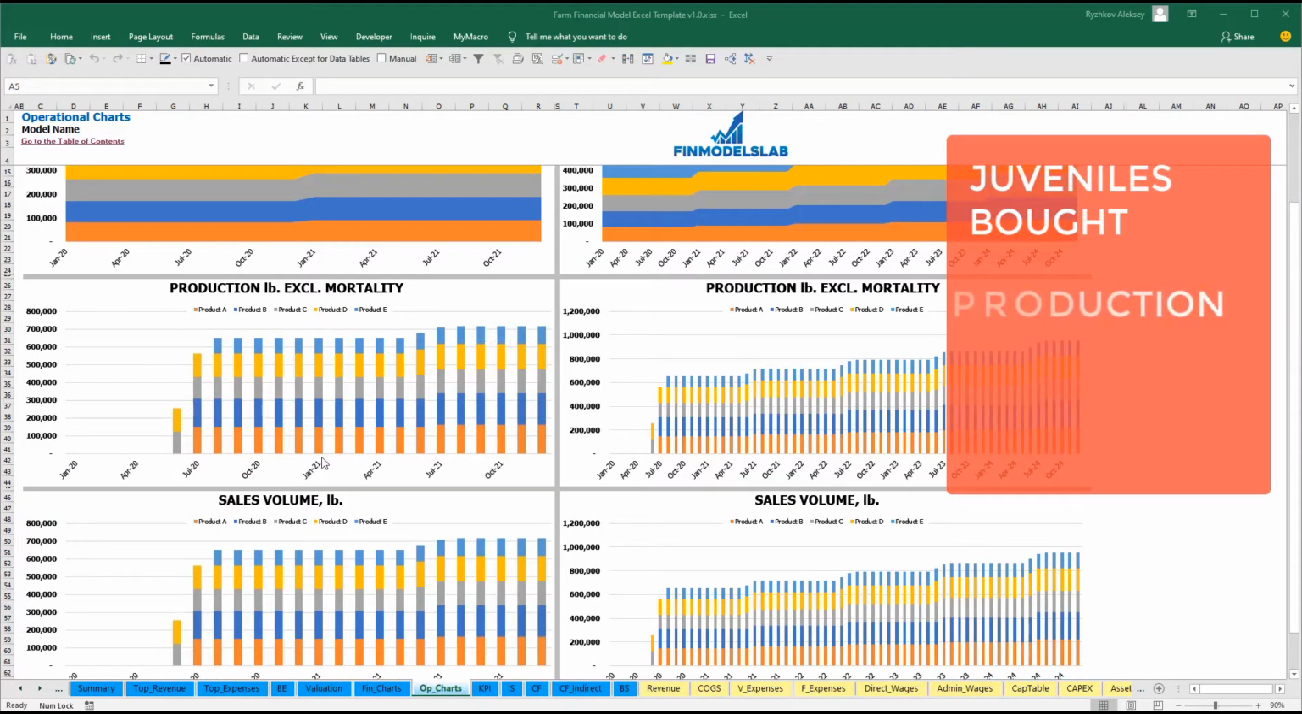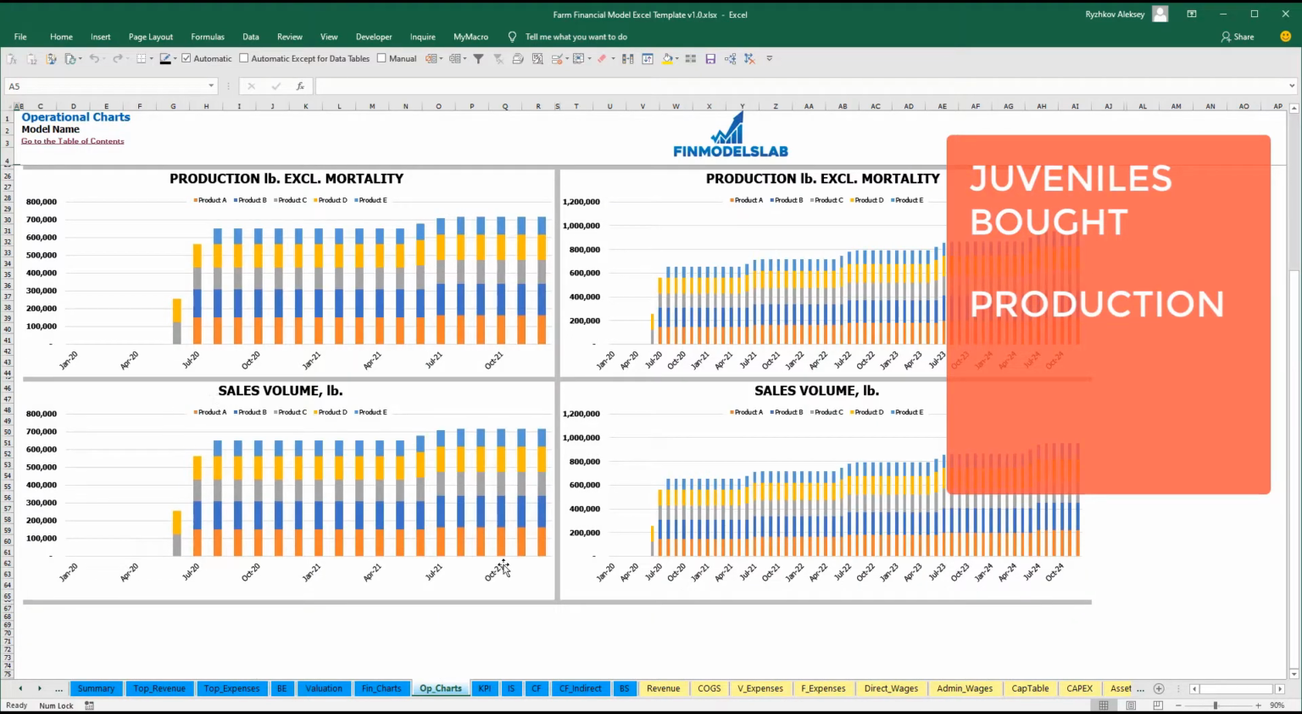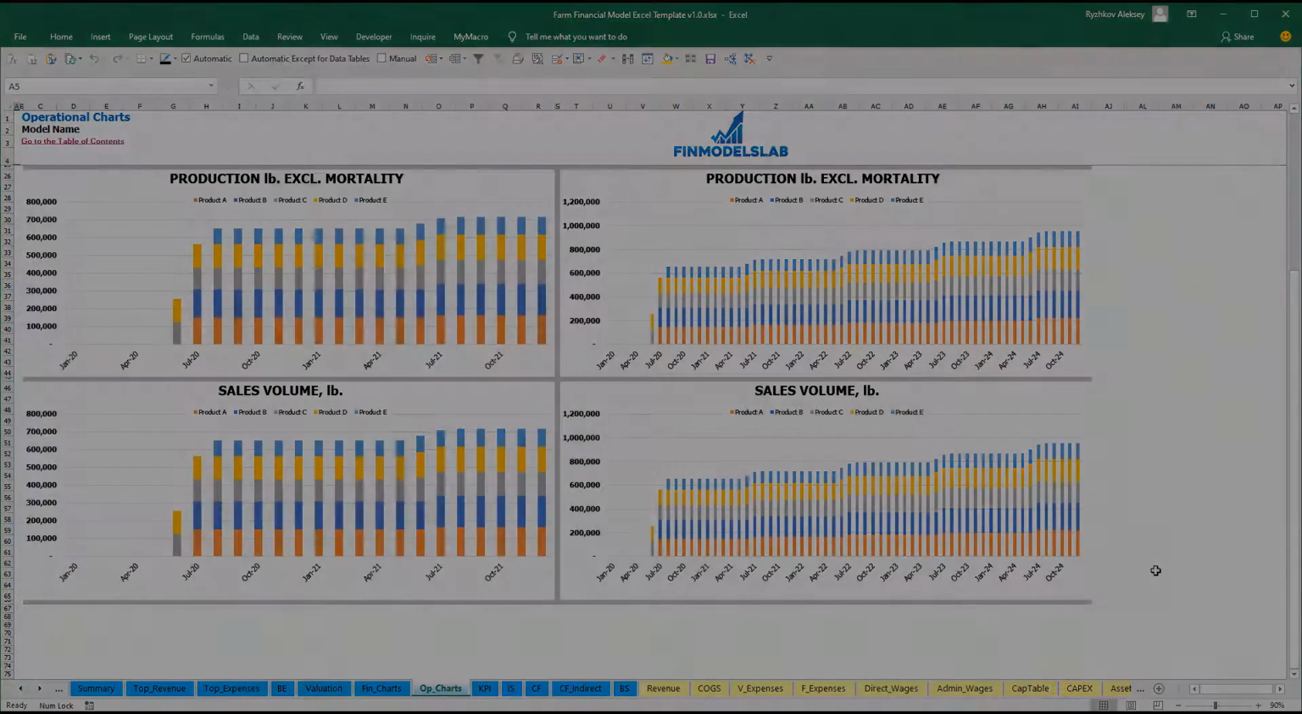The next set of charts will show you the production in pounds, excluding the mortality rate, also by months for 2 years and for the 5 years. And the last set of charts will show you the sales volume in pounds, broken down by products for 2 years, and for the 5 years broken down by months.